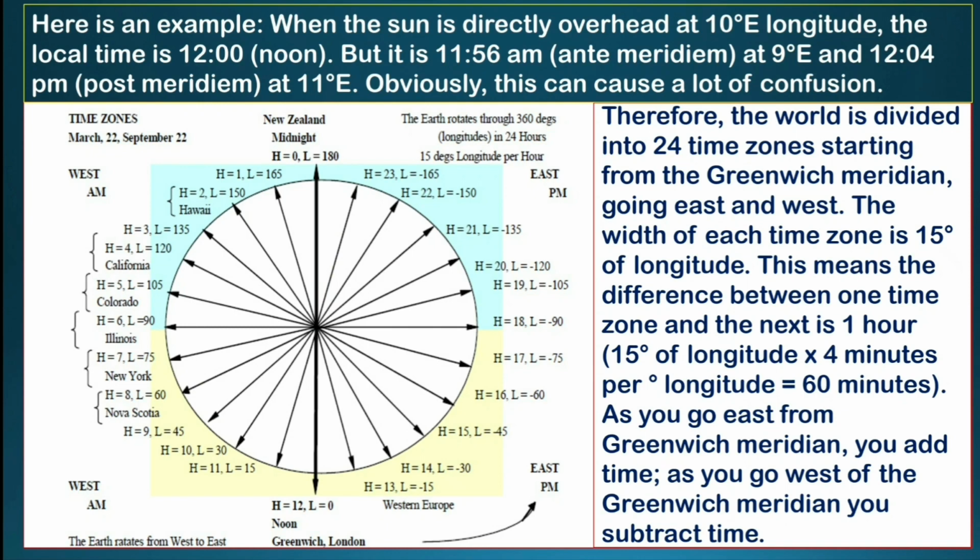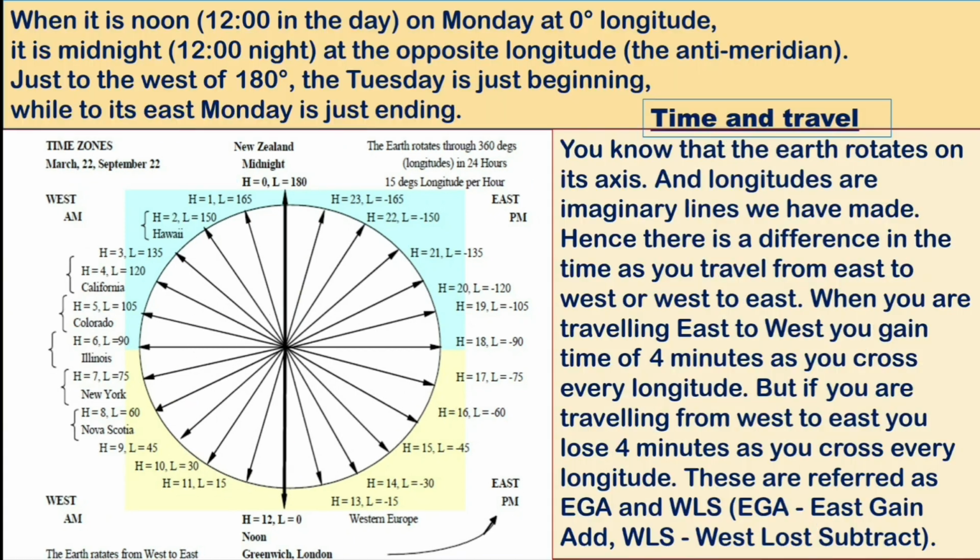Observe the picture again. When it is noon, that is 12 p.m. in the day on Monday at 0 degree longitude, on the opposite side it is midnight, that is 12 a.m., at the opposite longitude, that is the anti-meridian. Just to the west of 180 degrees, Tuesday is just beginning, while to its east, Monday is just ending.